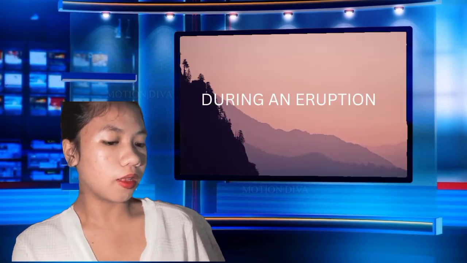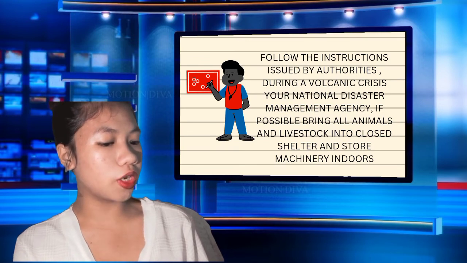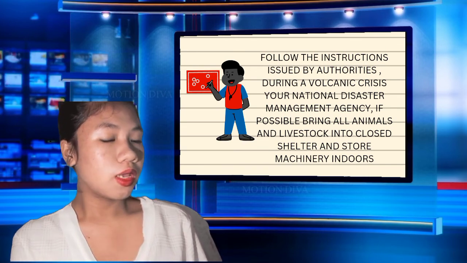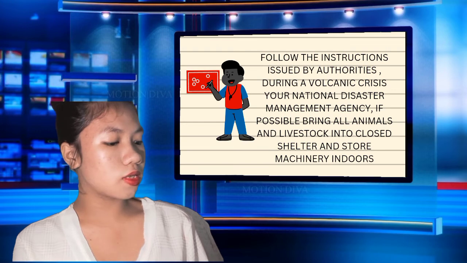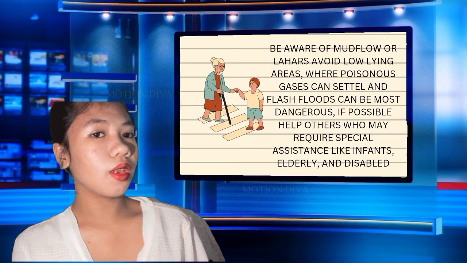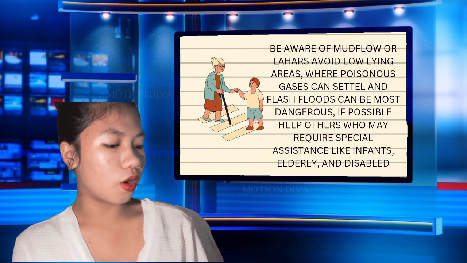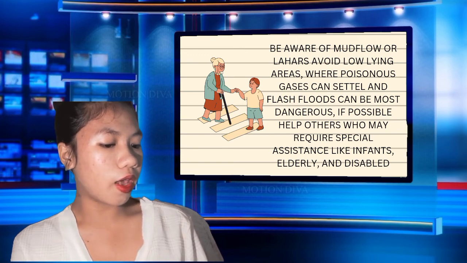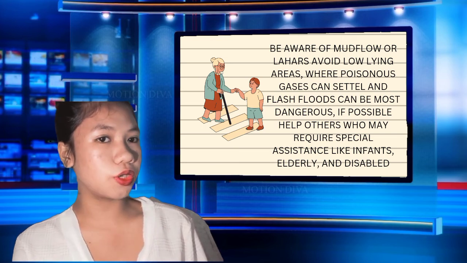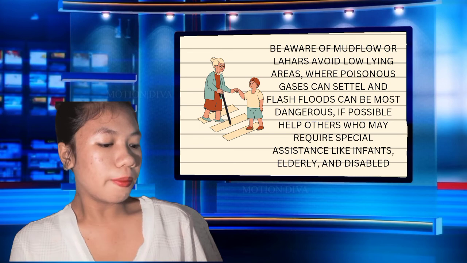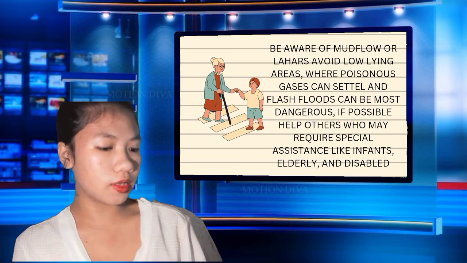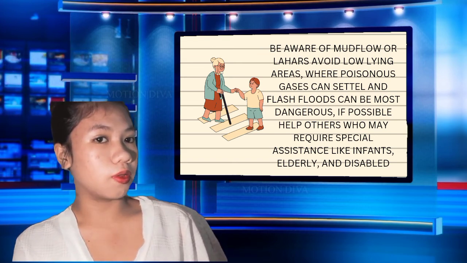During an eruption, follow the instructions issued by authorities during a volcanic crisis, your National Disaster Management Agency. If possible, bring all animals and livestock into closed shelters and store machinery indoors. Be aware of mud flows or lahar. Avoid low-lying areas where poisonous gases can settle and flash floods can be most dangerous. If possible, help others who may require special assistance: infants, elderly, and disabled.